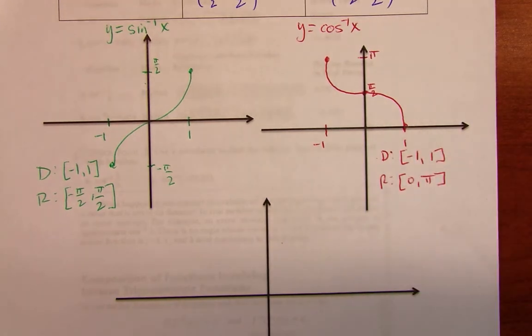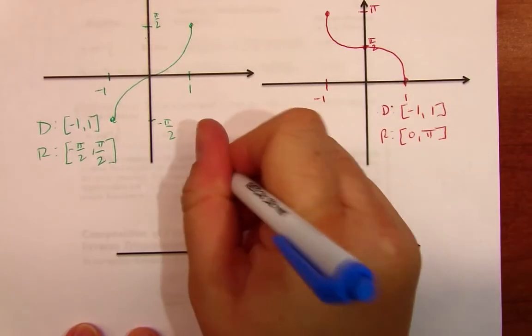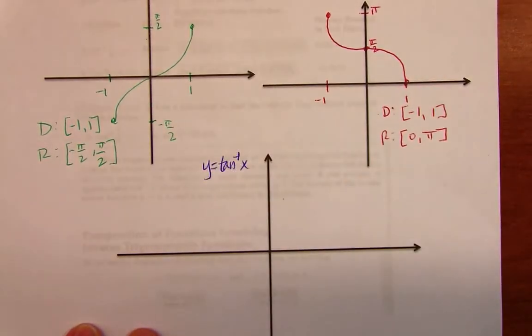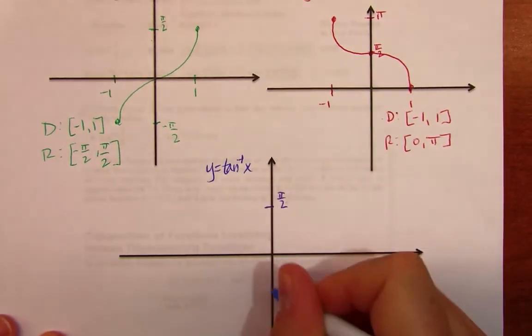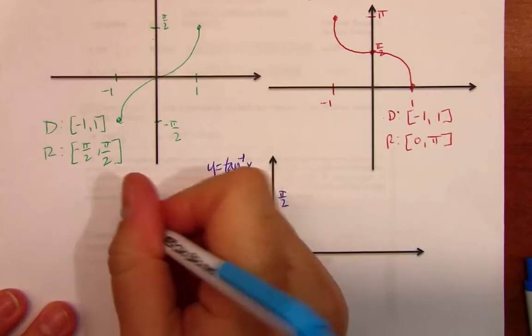Okay. And then summarizing tangent, y equals inverse tangent of x. We have pi over 2 and negative pi over 2. And we have asymptotes right there.